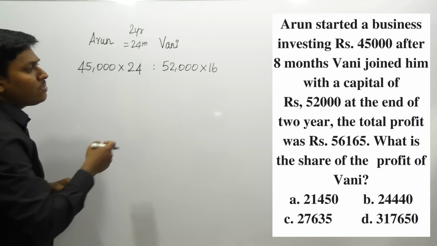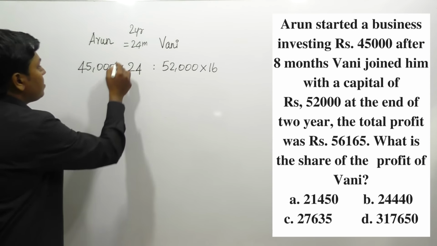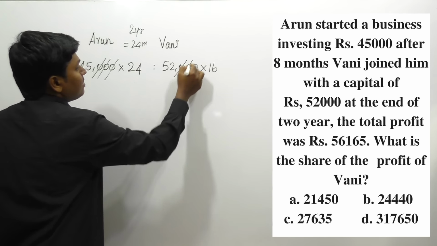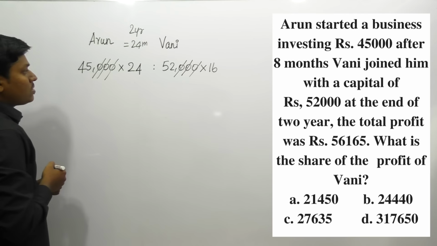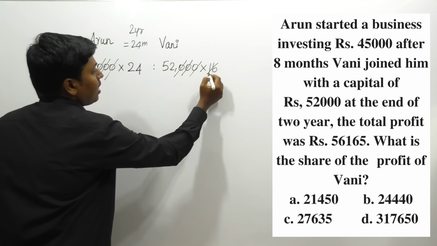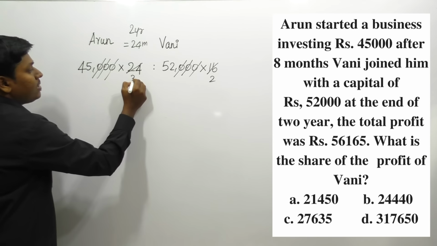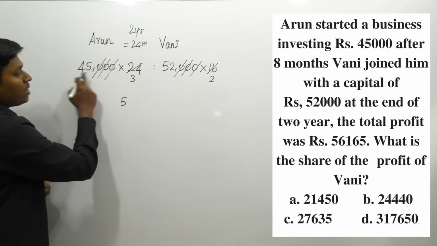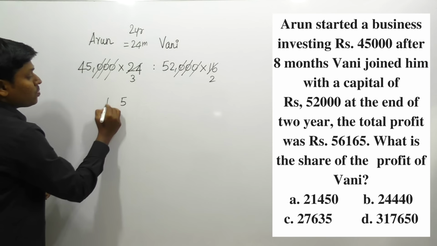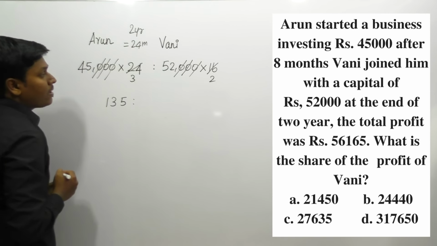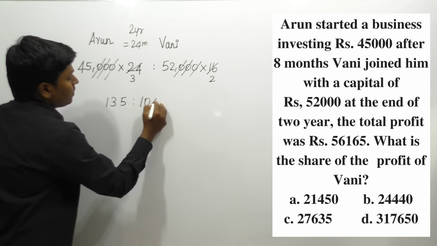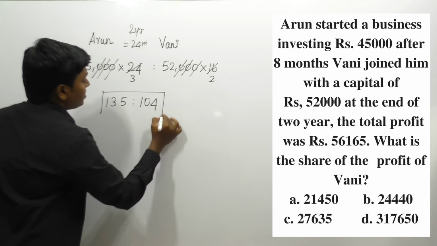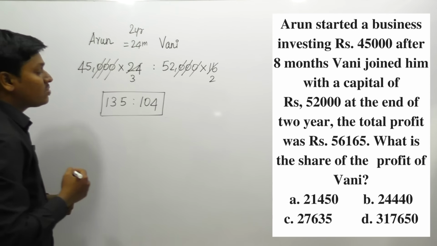So now our target is to find the share for the person Vani, right? So we need to cancel 1000 and similarly cancel 1000, friends. So I think we can cancel this on the 8 table. 8 2s are 16, 8 3s are 24. So 5 into 3 will be 15, remainder will be 1. So 4 3s are 12, so 12 plus 1 will be 13, that is 135. So this will be 104. So friends, finally we have calculated the ratio, that is 135 to 104.